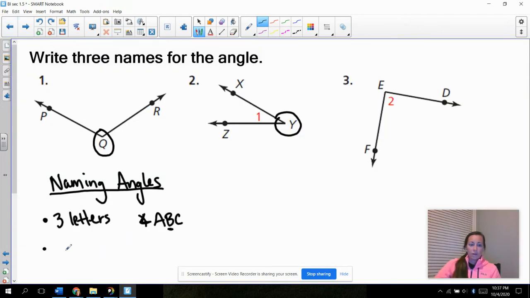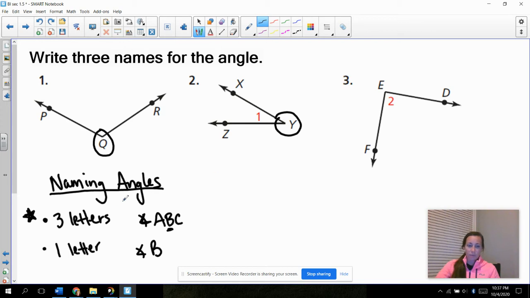Okay, your other option is if you just use one letter. And this is not one I recommend because it's not always right. So this is the best way, if you want to be sure that you're always naming an angle correctly, that's the one you want to use. But you could just use one letter. But when you use one letter, the letter matters. You have to use that vertex again. So if I wanted to use one letter, it would just be Q. Just one letter, it would have to be Y. Just one letter, it would have to be E.